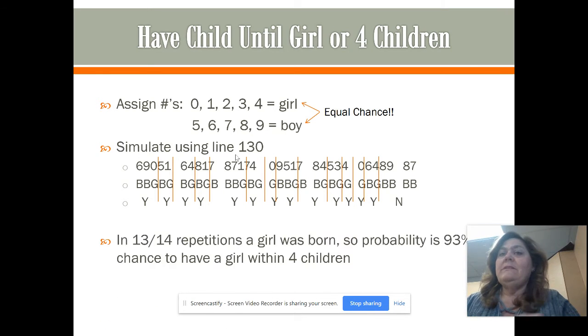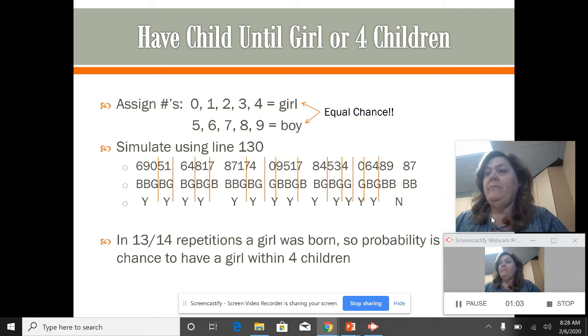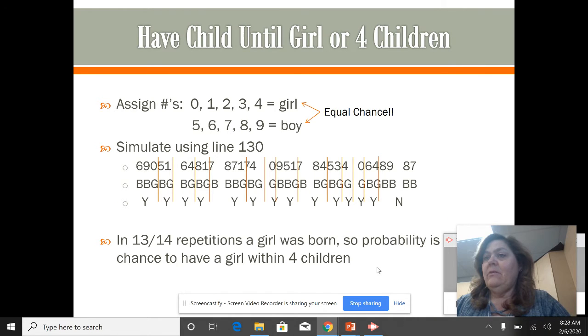So what we say here is then 13 out of 14 repetitions, a girl was born. So the probability is a 93% chance that you'd have a girl within 4 children. Okay? So let's go to the next slide.